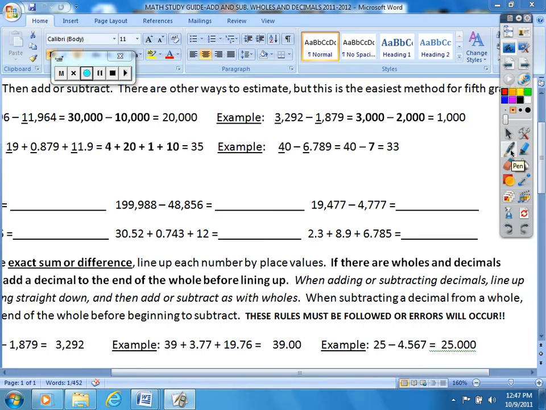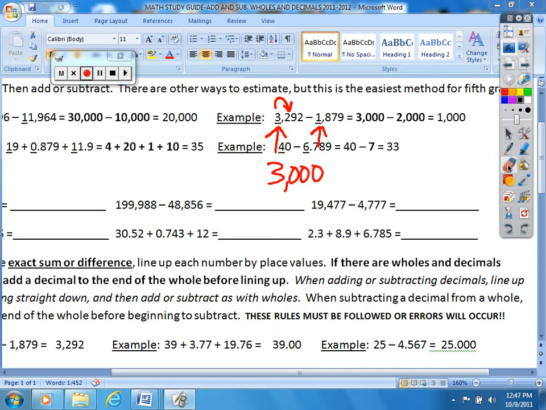All right, once again, here we go. To find an estimated sum or difference, round each number to its leftmost digit using your regular rounding rules. The 3 is the leftmost digit. Look next door. The 2 is less than 5, so the place to be rounded remains the same. All other digits become zeros.